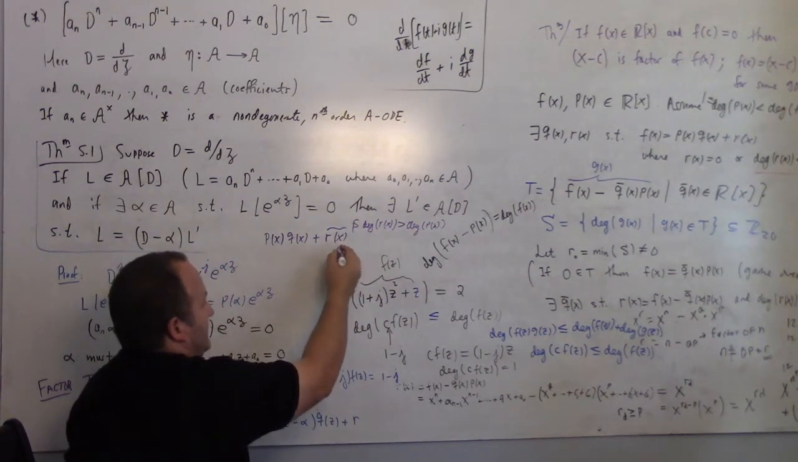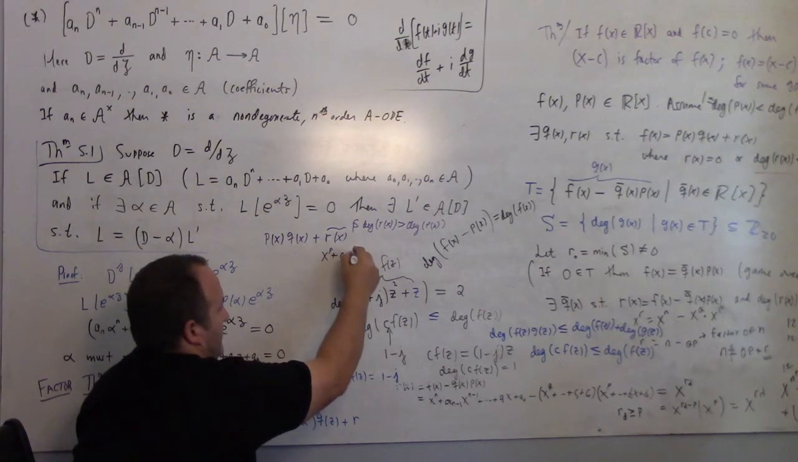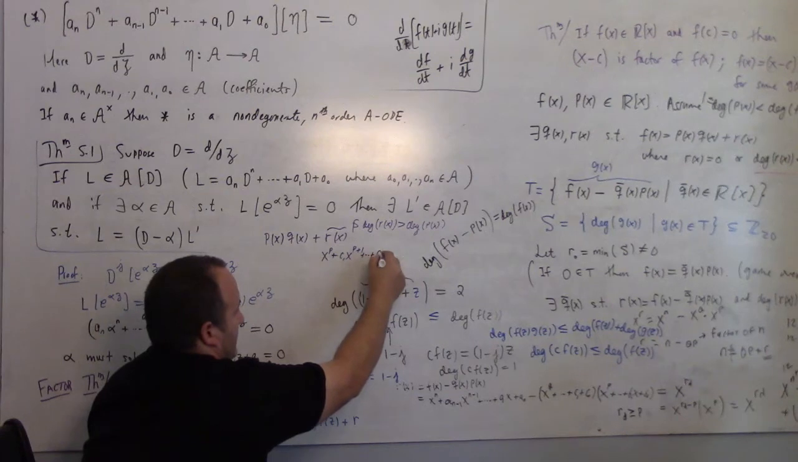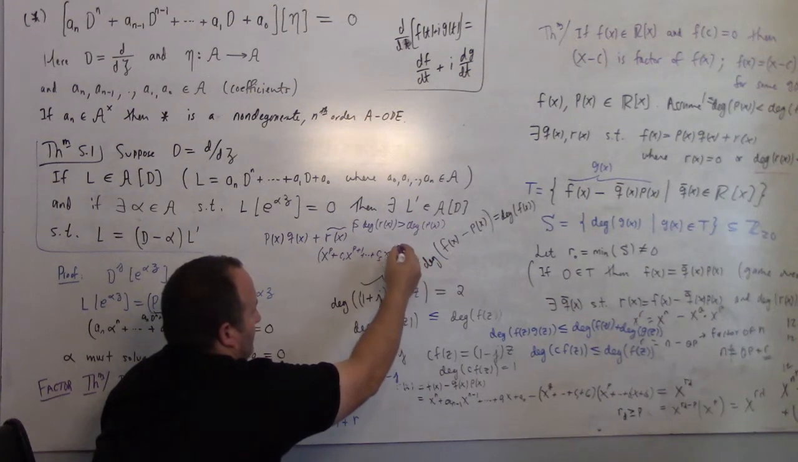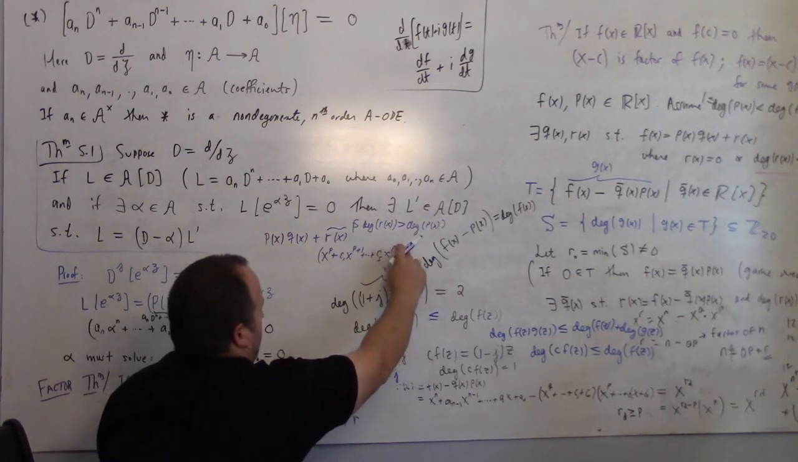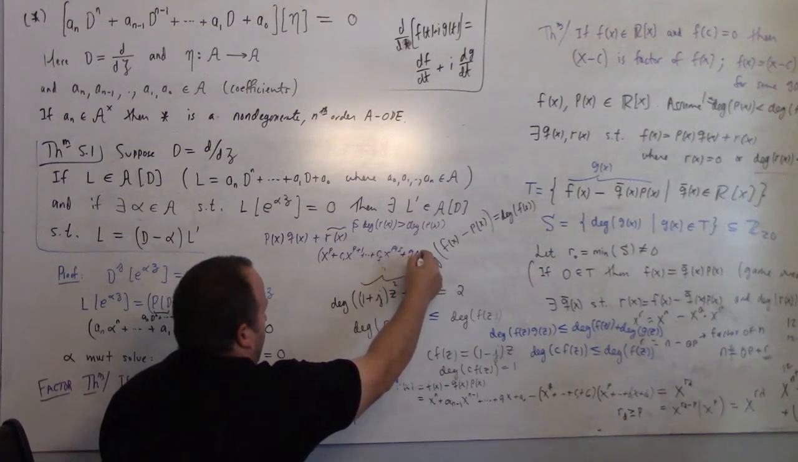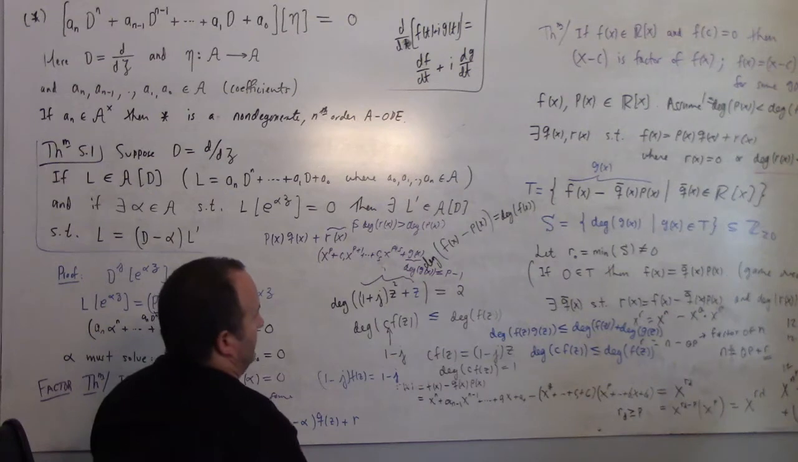Right. That means that this has things in it of the form x to the p, plus a constant x to the p plus s, plus lower order terms, plus g of x, where the degree of g of x is less than or equal to p minus 1.